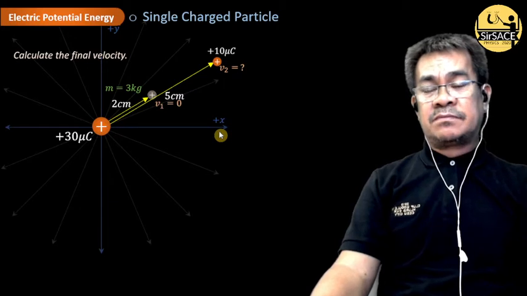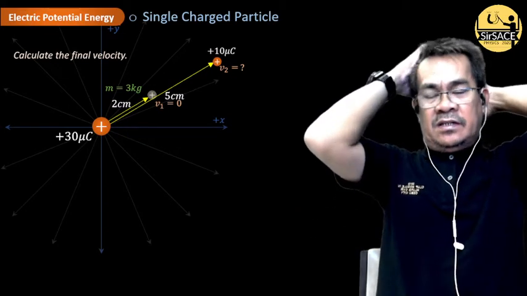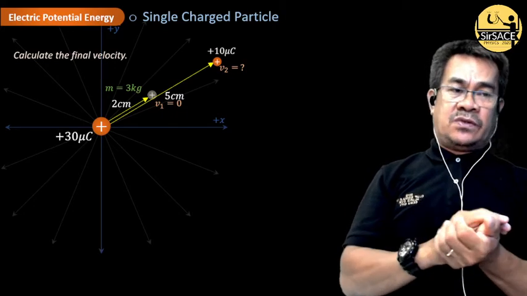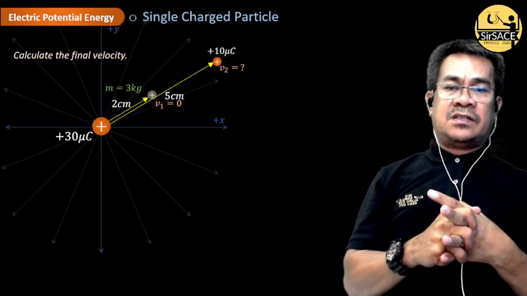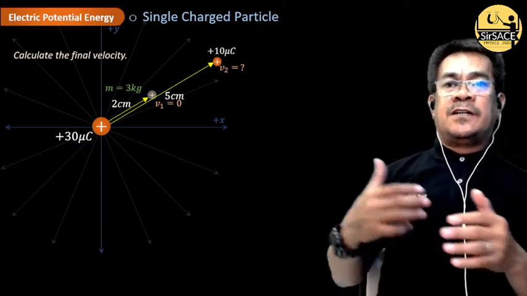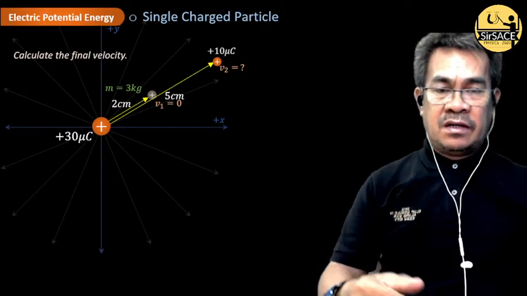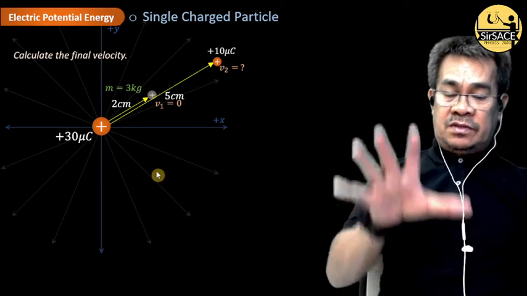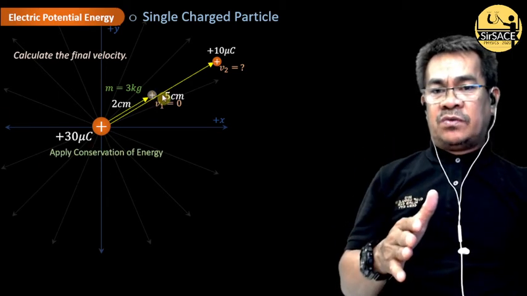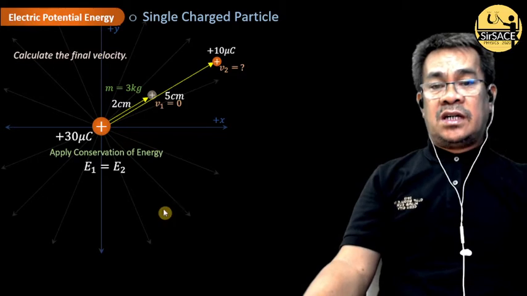Now, how will you answer this one? To answer this, we have to recall the conservation of energy from mechanics. Remember that energy is always conserved because we cannot destroy or create energy. The only way is to transform the energy from one form to another, but the total energy is always constant. So if we apply conservation of energy from point 1 to point 2, the total initial energy should be equal to the total final energy.